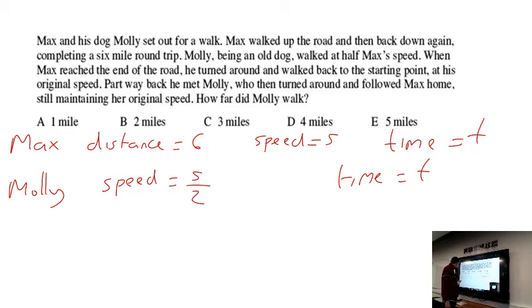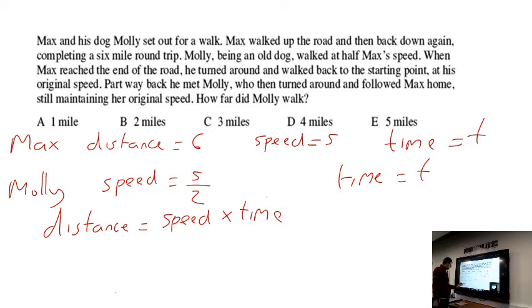So what do we know about distance? Distance is equal to speed times time. You can use the little triangles we did before. So here we've got speed, distance, time. Use the cover-up method. Distance is equal to speed times time. So here I'm focusing on Molly. Speed, I'm saying it's s over 2 times t. Okay. What other information do I have?